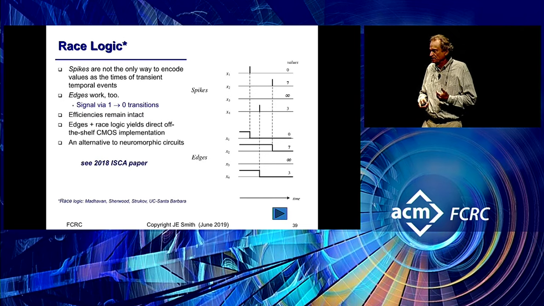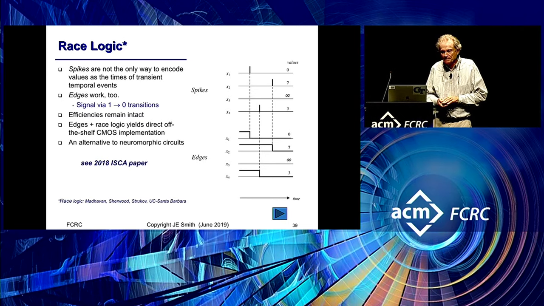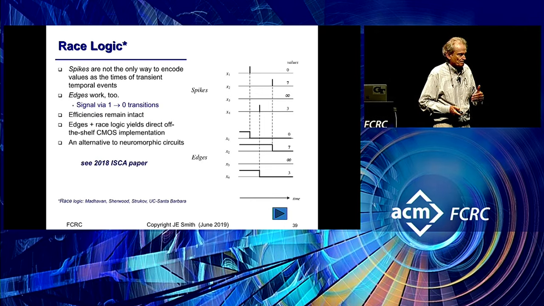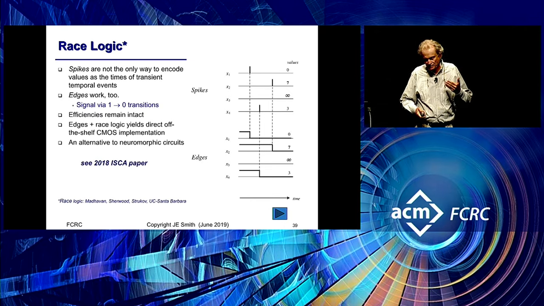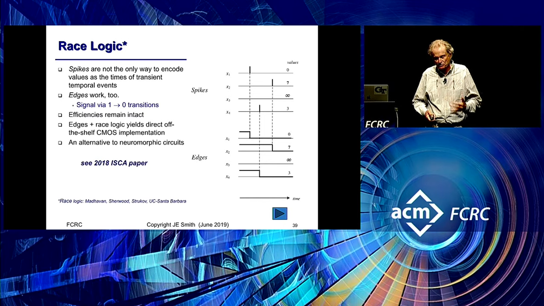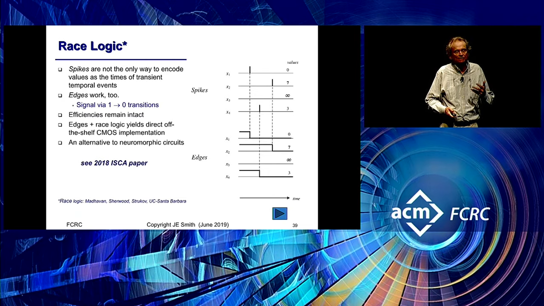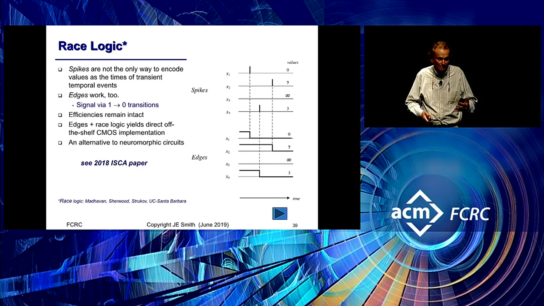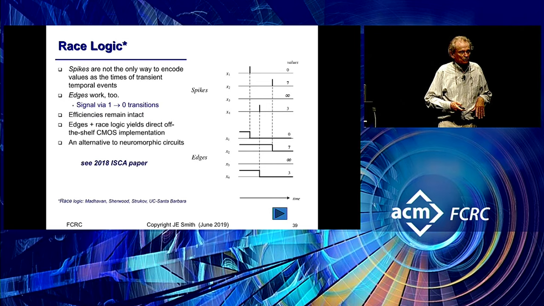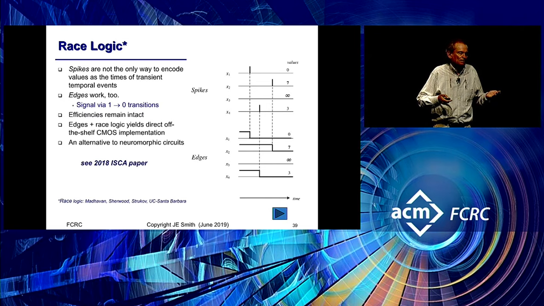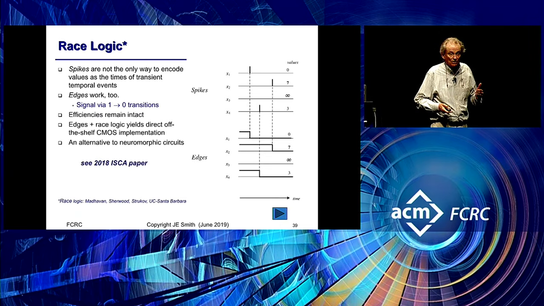I want to quickly stick this in because this is an important part of the whole scheme as I see it. And this comes back to what I was saying at the beginning, that neuromorphic circuits are not the only way to implement neuromorphic architectures. The key thing with spikes is that they're a way of encoding values as temporal events, but you can do that in other ways. Edges are one. A signal change from a one to a zero, again, now we're in the logic domain. If you're using normal logic circuits, an edge change from one to zero is a transition. It's a transient in time, and you can use those.